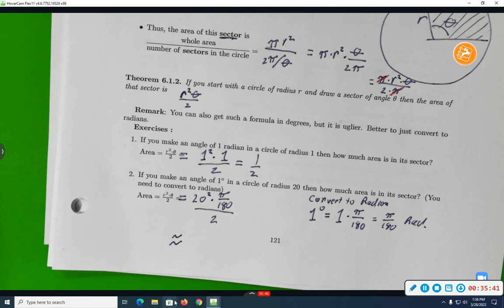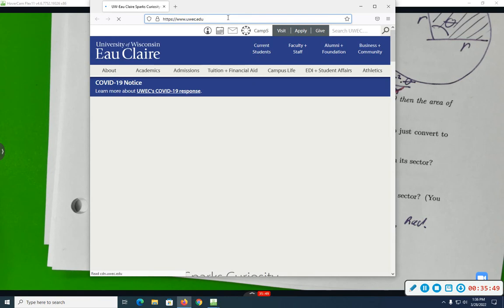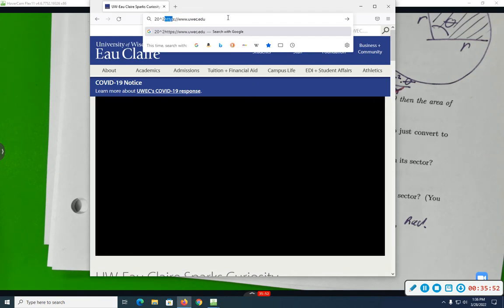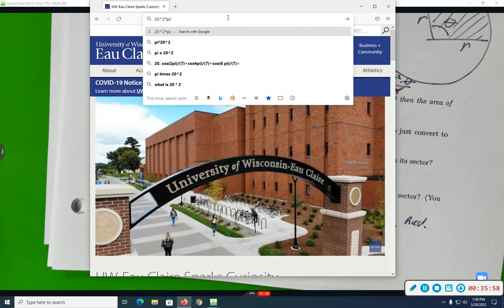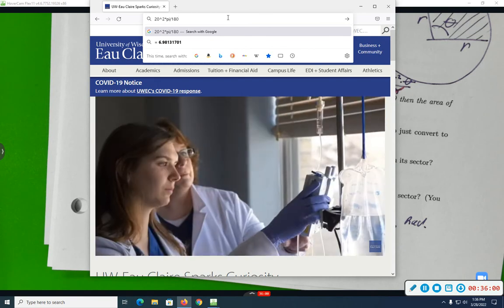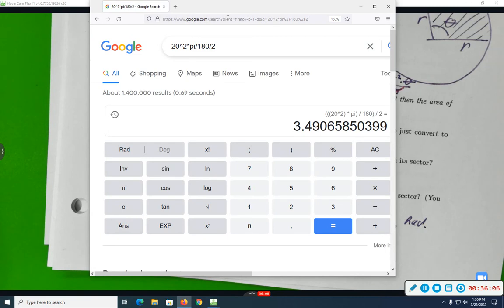Well, guess it's a waste then. 20 squared. Maybe you would just notice that 20 squared is 400, but I haven't. Times pi. Then I divide by 180. Then I divide by 2. Oh, that's kind of nice. The Google calculator gives you the parentheses that it's interpreting you as having there. Is that the thing that I actually wanted to compute? All right. Looks like the total area is somewhere around 3.5.